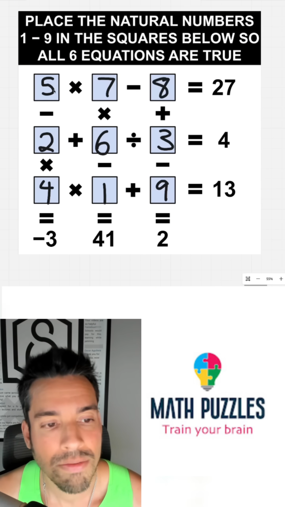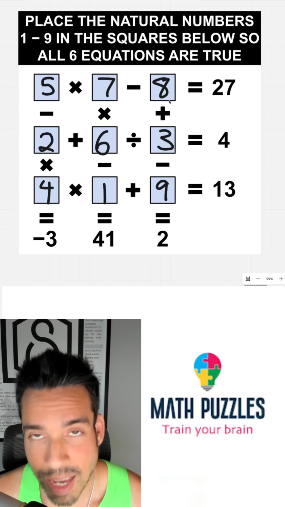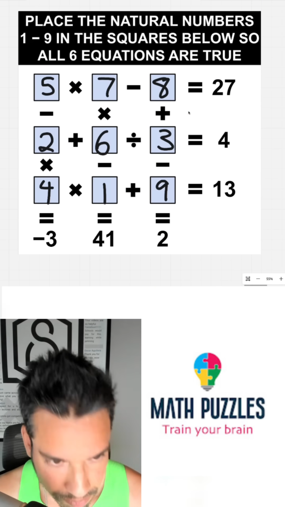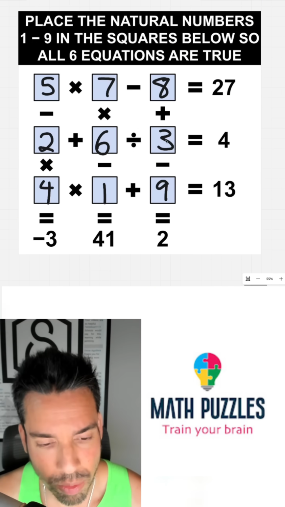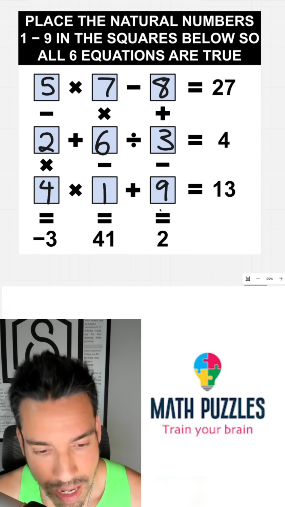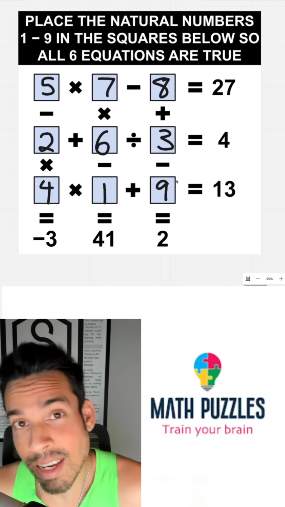Let's see if that works. 5 times 7 is 35. Minus 8 is indeed 27. And then over here, 8 plus 3 is 11, minus 9 is indeed 2. That's how you do it. Done.